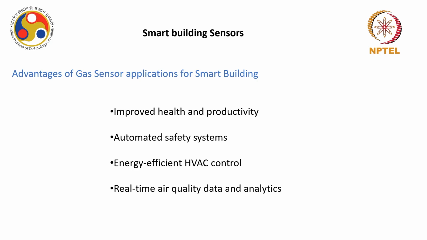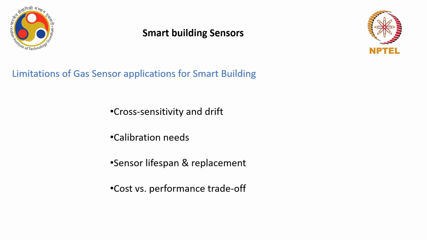So all these smart buildings are well equipped with these sensors. There are certainly various advantages of using gas sensors. For example, it helps in improving health and productivity. Then it helps in automating the safety systems. It makes the HVAC control system energy efficient, and it helps in getting real time air quality data and analytics. However, all these sensors have certain limitations.